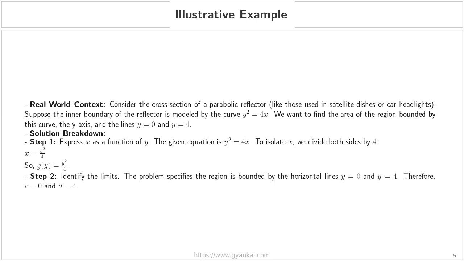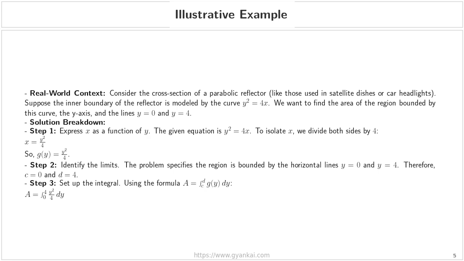Step 2, next, we identify our limits of integration. The problem explicitly states that the region is bounded by the horizontal lines y equals 0 and y equals 4. This means our lower limit, c, is 0, and our upper limit, d, is 4. Step 3, now we set up the integral. Using the formula we learned in the previous slide, we place our function and our limits into the definite integral. This gives us the integral from 0 to 4 of y squared over 4 with respect to y.